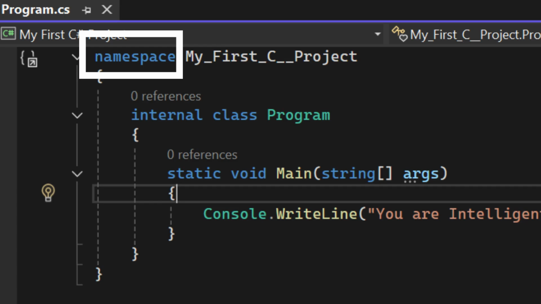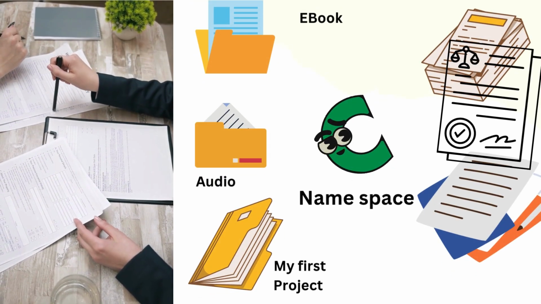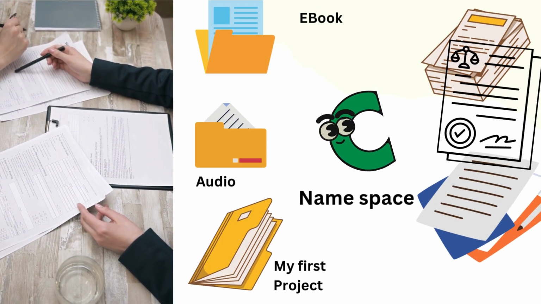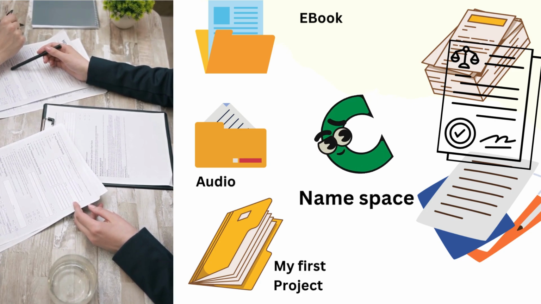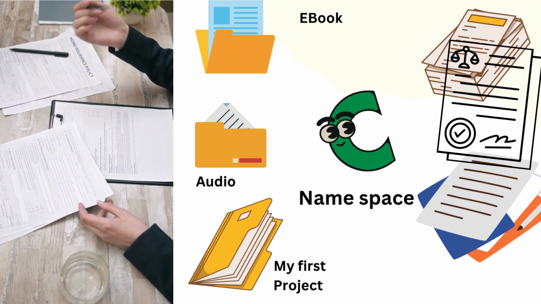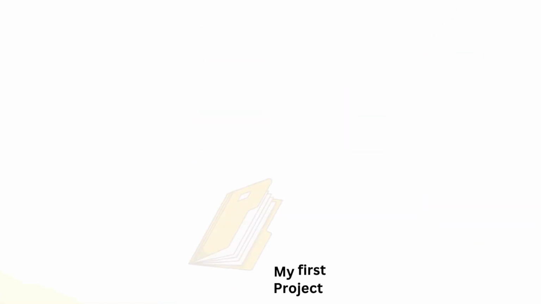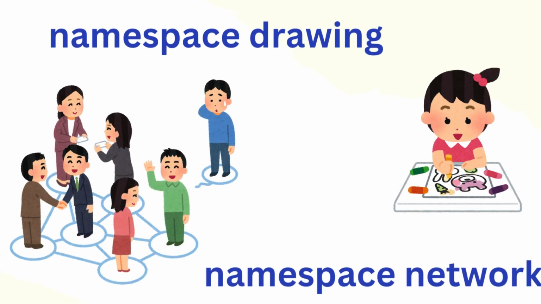Okay, let's think about namespaces, like organizing your files on a computer. Imagine you have a lot of documents, and you create folders like Work, Personal, and School to keep them organized. In C#, namespaces are like those folders. They help group related code together, preventing naming conflicts. For example, you might have a drawing namespace for all your graphics-related code and a networking namespace for your communication code. This keeps your project organized and makes it easier to find what you need.